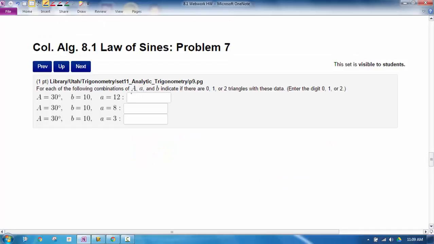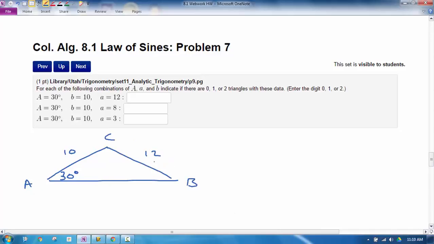Okay, for the next problem, for each of the following combinations, we want to know if there's 0, 1, or 2 triangles. So we have an acute triangle, and we know side A is 12 in the first one. So let me draw this. And side B is 10. So that's not a very good picture. Let me redraw it real quick. All right, this is better.